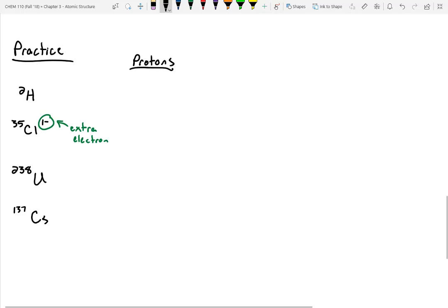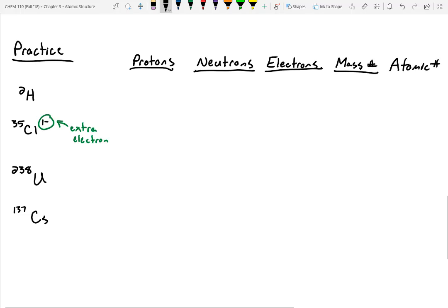All right, and I want you to determine the number of protons for each of these, the number of neutrons, the number of electrons, the mass number, and the atomic number. So I'll give you a minute to work on this, but check with your neighbor if you're a little stuck.